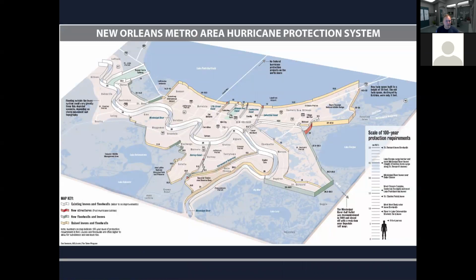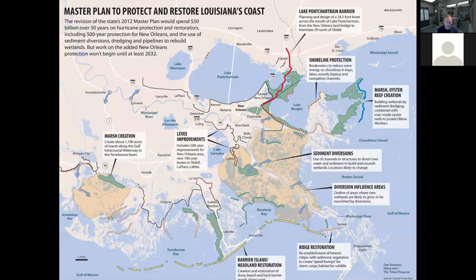This is just another look at the storm protection system that's been built around the New Orleans area. And again, it's a $14 billion project, so it is substantial and should provide us substantially more protection than we've ever had at any point.